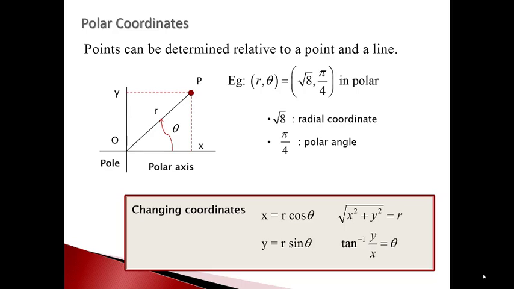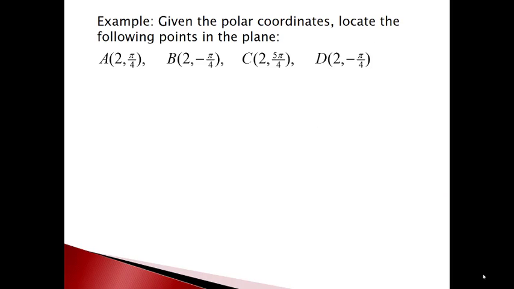To change from polar to rectangular form, we use the formulas x equals r cosine theta, y equals r sine theta. To change from rectangular to polar form, we use the formulas r equals the square root of x squared plus y squared, and theta equals the inverse tangent of y divided by x. Note that to find theta, we also have to find which quadrant it lies in by noting the signs of x and y. We take an example.